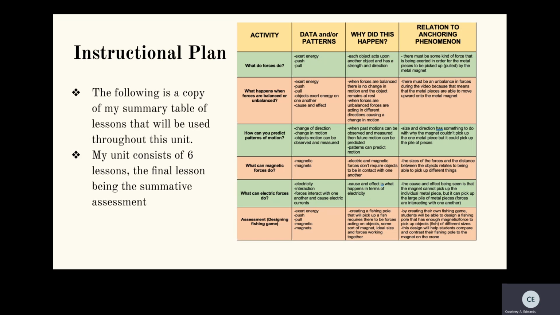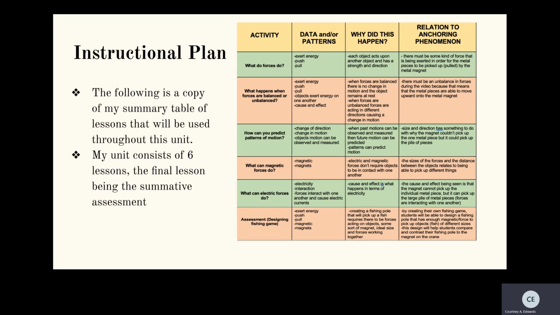And as for lesson 6, that will be the overview of the student's summative assessment, which is a fishing game. So this last lesson is where students are going to be introduced to their summative assessment. The purpose of this lesson is to help students demonstrate how they will be designing their own fishing game, which is similar to the anchoring phenomenon. Students will understand what is expected of them in terms of creating their fishing game and how it relates to the anchoring phenomenon.